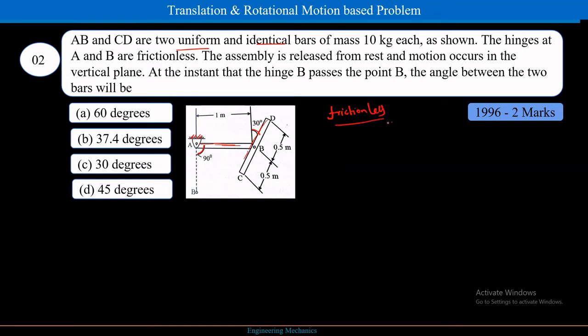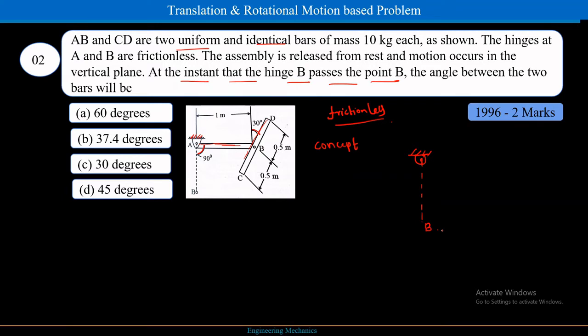The concept here is, let me write the concept. The concept is very simple. The question is, at the instant that the hinge B passes the point B, I mean this is my A position, right? This is my A, and this is my point B, right?